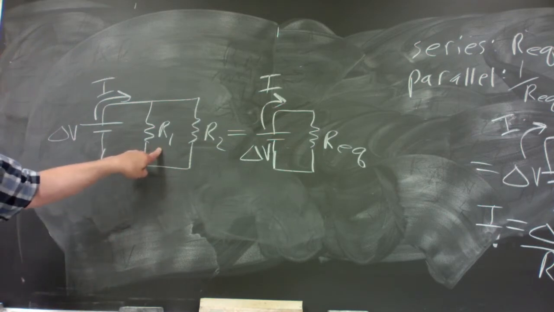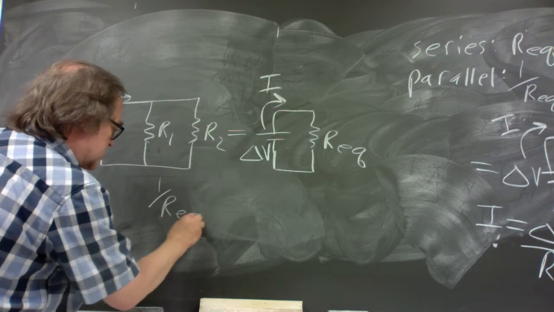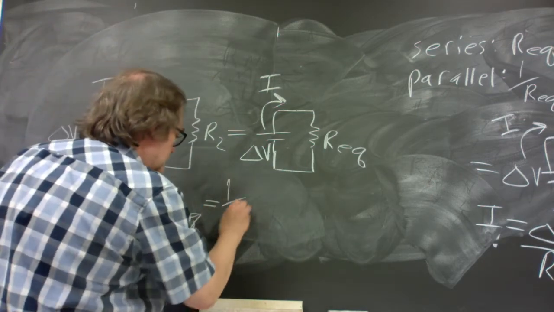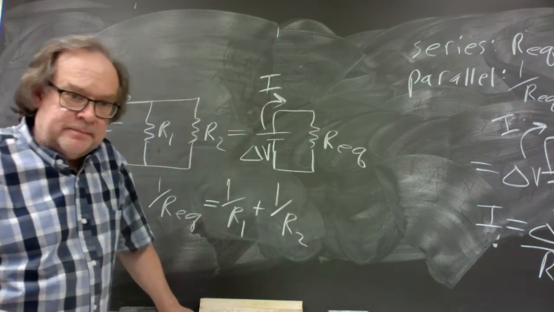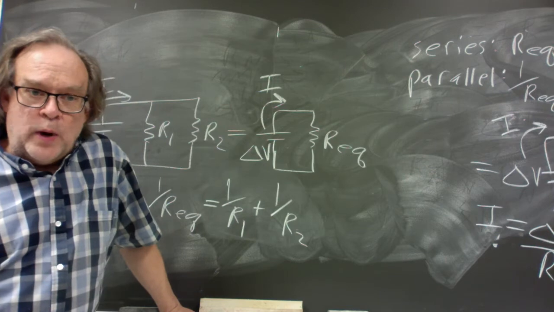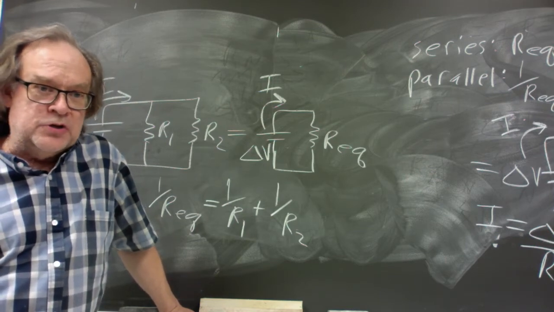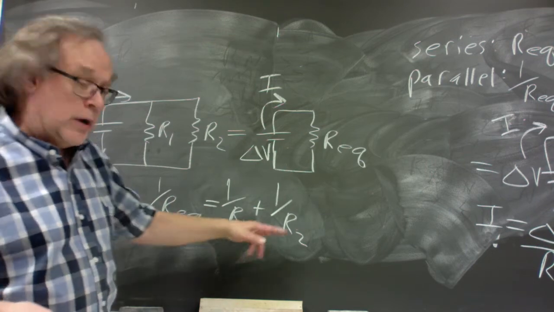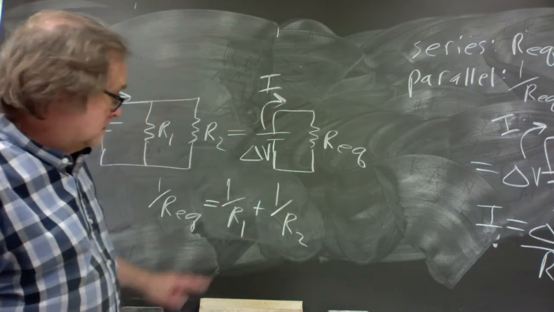Okay, now use our rule. 1 over equivalent resistance is just the sum of the inverses, 1 over R1 plus 1 over R2. And go way back and recall something that you knew very well once upon a time. You have to know it again. You're adding fractions, so in order to add fractions, you need a common denominator.